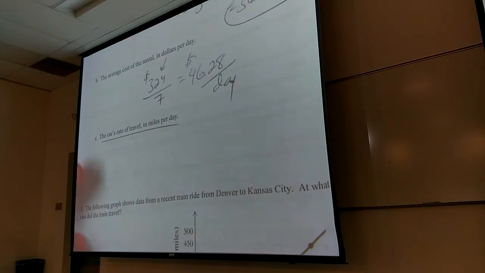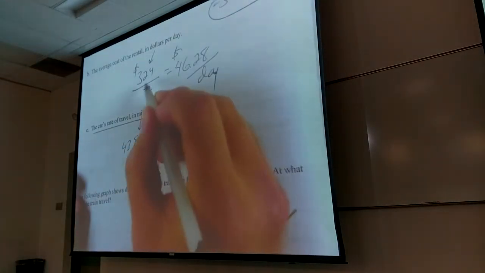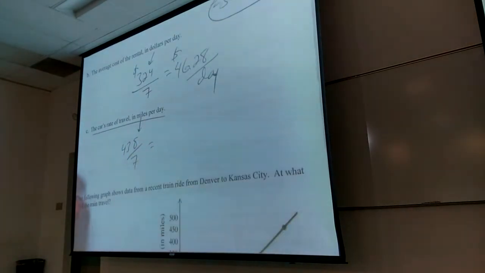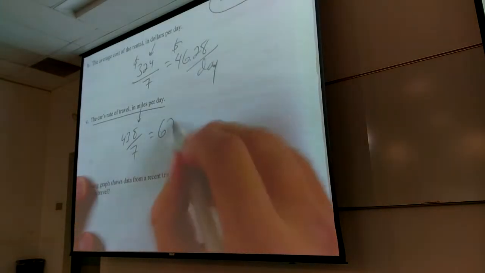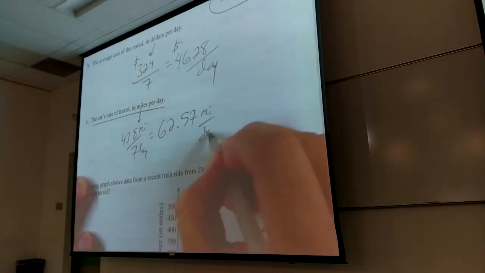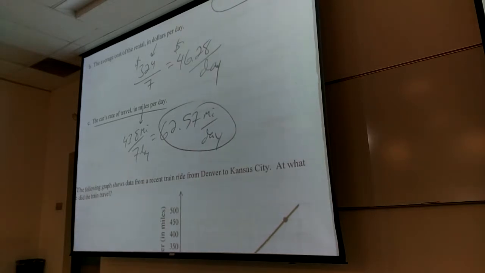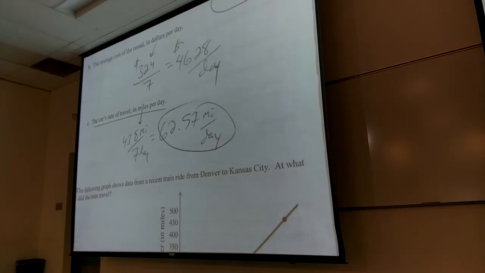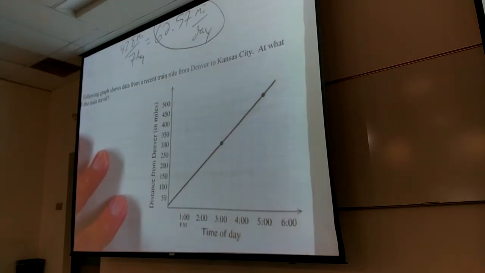And then the car's rate of travel, miles per day. How many miles? We already know that, right? 438. How many days? We figured out it must be 7. $62.57. Who's per what? Miles per day. Sweet. Okay. So a lot of that is not algebra yet. That's just pure, can you work with these numbers that they give you? The point they're trying to make is that when I have a visual, I can see what I need.